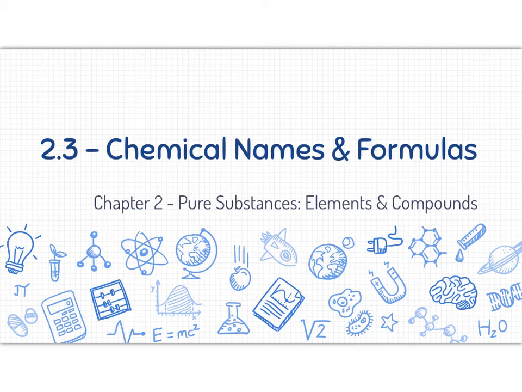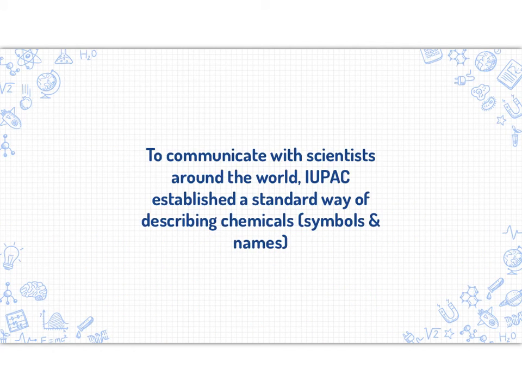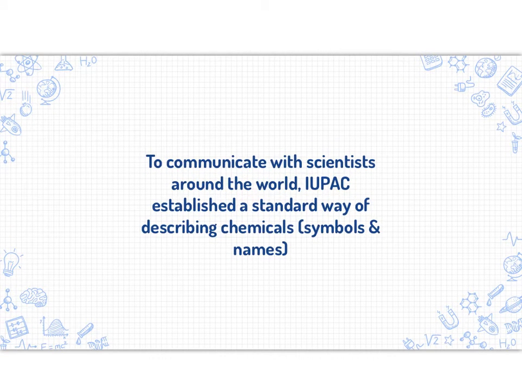2.3 is chemical names and formulas, and this is in Chapter 2 of our Science Connect 1 textbook. To communicate with scientists around the world, IUPAC established a standard way of describing chemicals, a standard way of symbols and names. Regardless of where you are on this planet, whether you are in Japan or Greece or Mexico, every chemist will communicate carbon, for instance, as C, and they will write it as carbon.